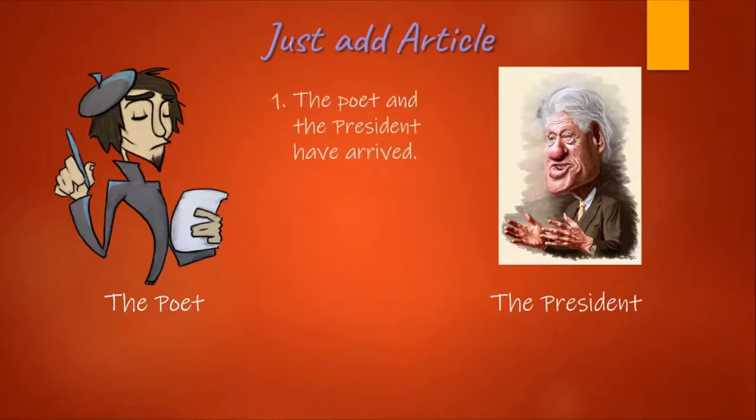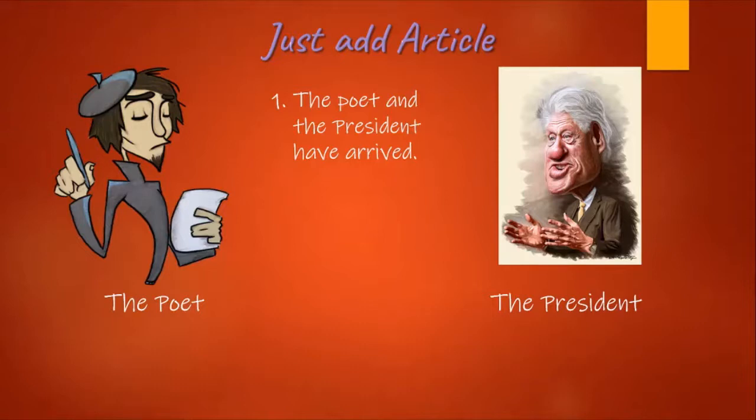What does the article do? The poet and the president have arrived. Note the use of the poet and the president. What we are doing, we are using the twice. The poet and the president. In this case, we mean two different persons. Whoever is the poet and whoever is the president, they are two completely different persons, right? So they have arrived, the poet and the president.